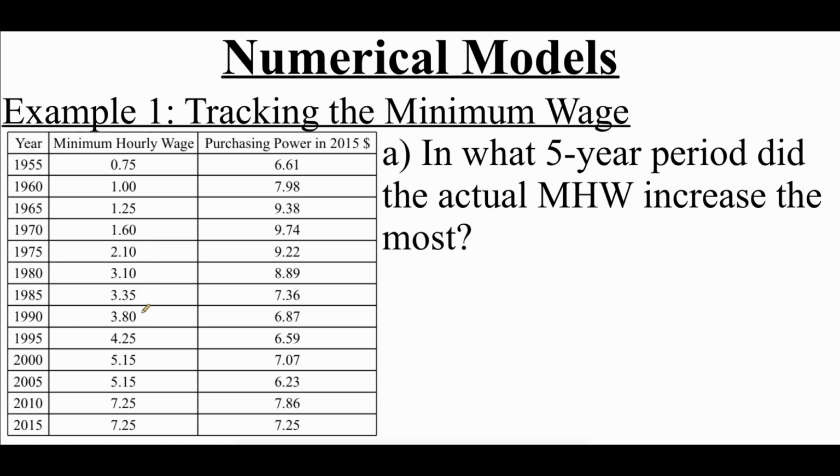If we go a little bit further down, I'm looking between 2005 and 2010. In 2005, the hourly wage was $5.15, but then in 2010 it increased to $7.25. That's a pretty big jump. That's $2.10. So that's going to be the largest increase there.